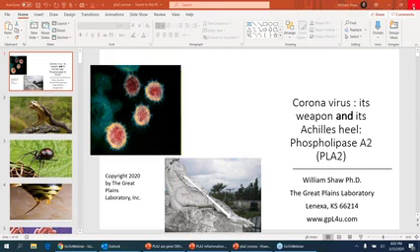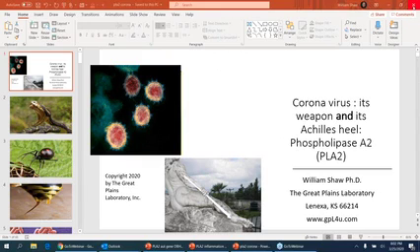And the outline is I'm going to start with what phospholipase A2 is and why it's so important and how it damages living things. I'm then going to focus on the coronavirus, a brief overview of the epidemic. I'm going to then turn to how the viruses are so involved in phospholipase A2. And I'm going to talk about a nutritional supplement that is a potential antidote for phospholipase A2.